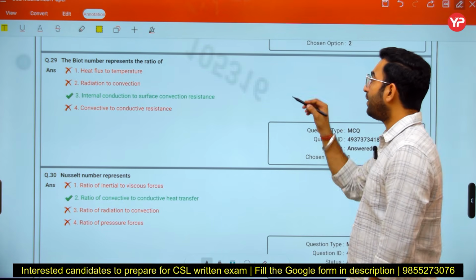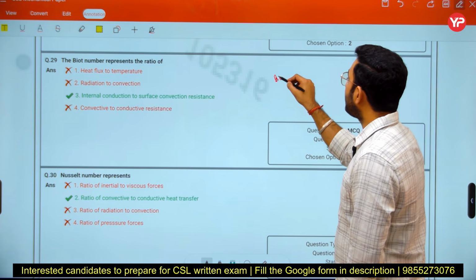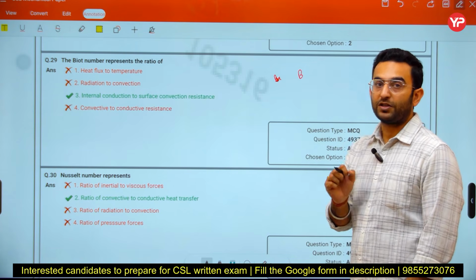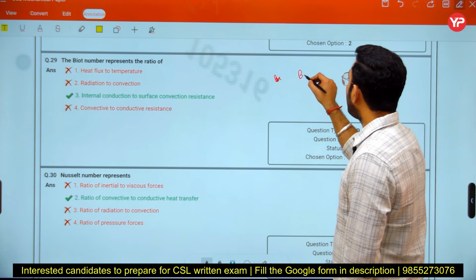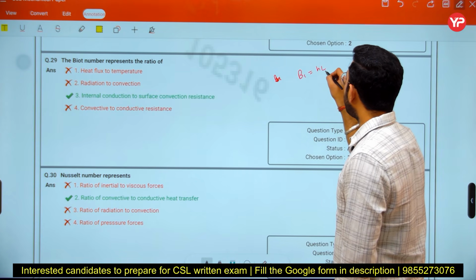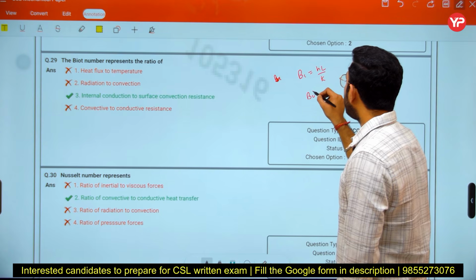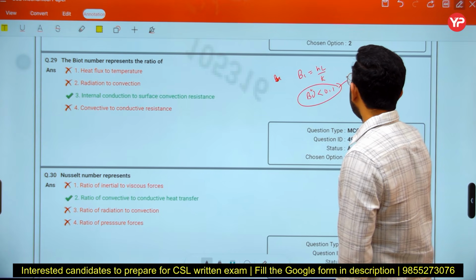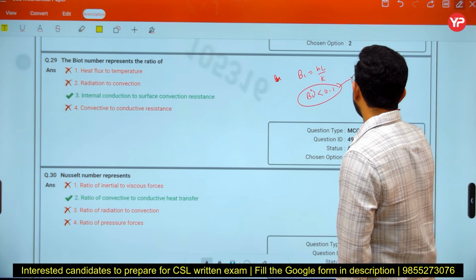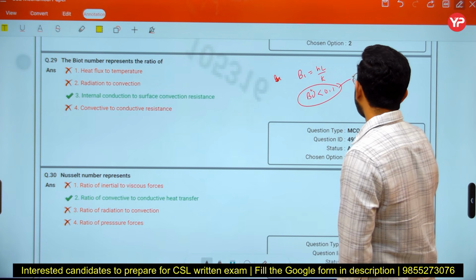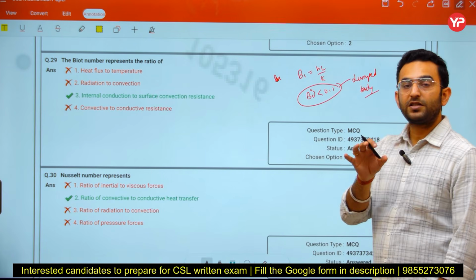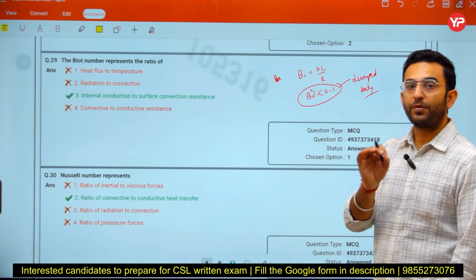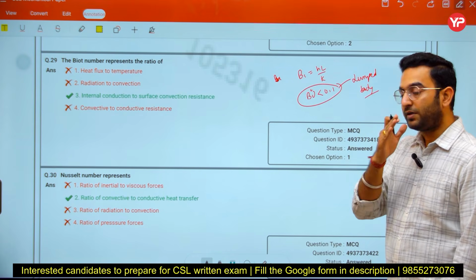Next, the Biot number represents the ratio. What is the meaning of Biot number? The Biot number is defined simply as the internal conduction resistance to the external convection resistance. You already know it has the formula hL by k. If the Biot number is less than 0.1, we have a lumped body analysis. What is the meaning of lumped body analysis? The conduction resistance is negligible, so the body has a uniform temperature throughout its cross section.